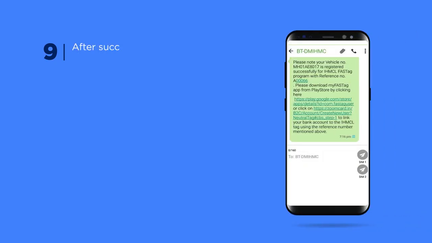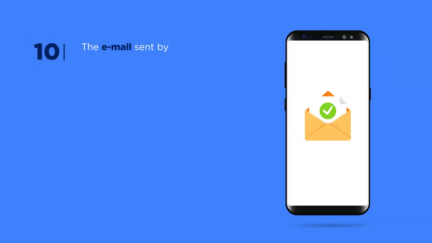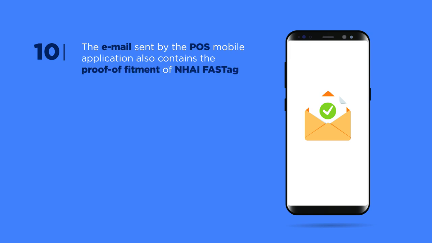9. After successful issuance, an SMS and an email will be sent to the customer with a link to download My FASTag mobile app. 10. The email sent by the POS mobile application also contains the proof of fitment of NHAI FASTag.